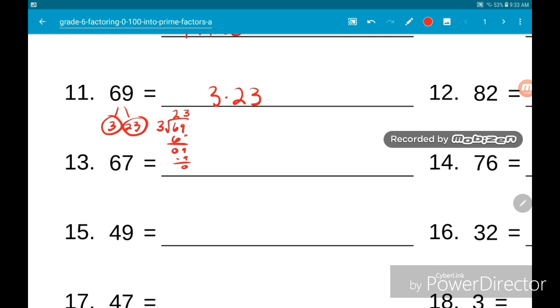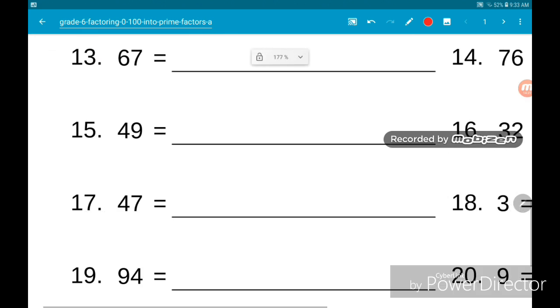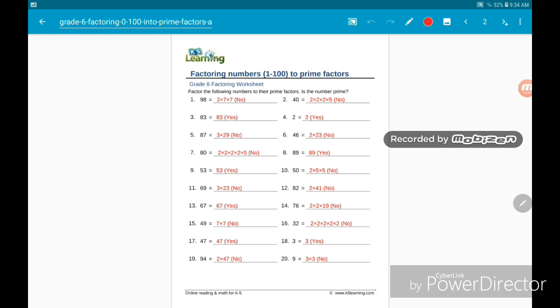The only way we found it was we added the two numbers and got a number that's divisible by 3. How about 67? It's not even, so you can't use 2. It doesn't end in 0 or 5, so you can't use 5. Let's try the only other trick we know. Add the two numbers up, see if the sum is divisible by 3. 7, 8, 9, 10, 11, 12, 13. No. So I'm going to say this is prime.